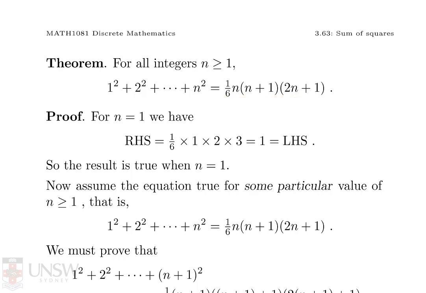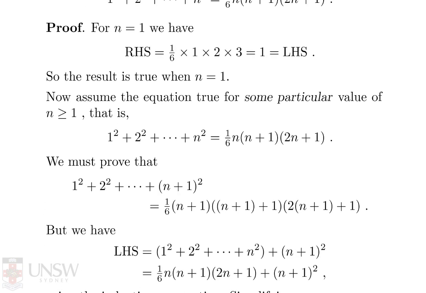So we're going to assume the equation is true for some particular value of n. In other words, we're assuming that this equation here is true. Remember, it's for a specific value of n, not for all n. We've got to prove that the result is true for n plus 1, which is this here.